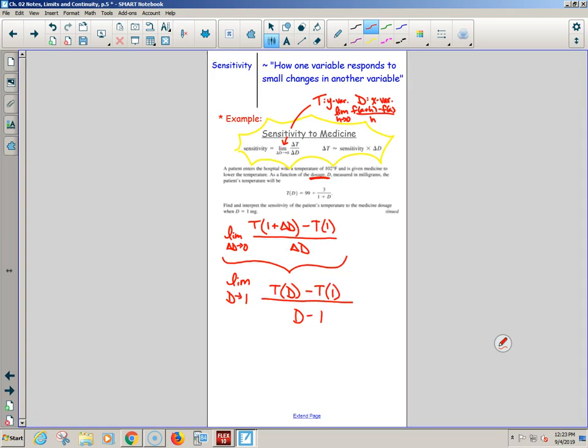So my function for temperature based on dosage in this case is 99 plus 3 over 1 plus d, minus t of 1. 1 plus 1 would be 2, 3 halves, that'd be 99 plus 3 halves. I don't like that.